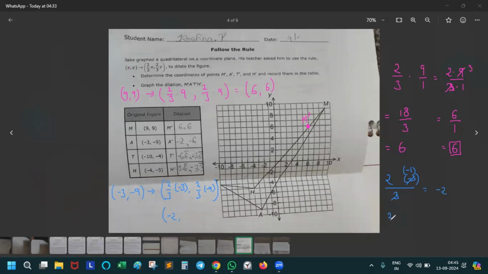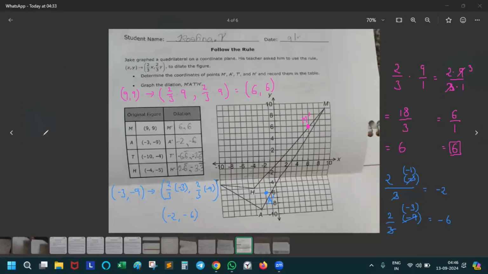Similarly, how about 2/3 times -9? 3 goes into -9 how many times? -3 times. So what's 2 times -3? That's -6. So this is -2 comma -6, let's plot that point. Can you convince yourself it's going to be right here? Yes, that is the image of A. So we'll call it A prime.